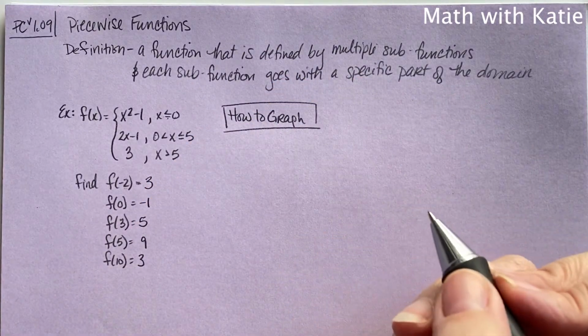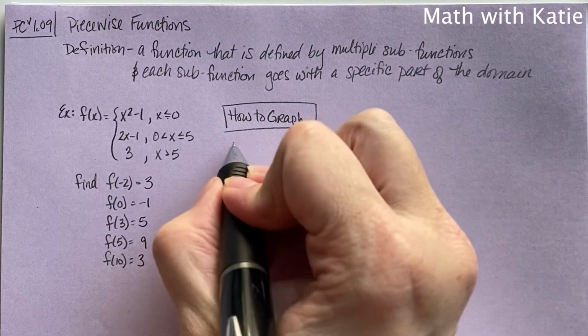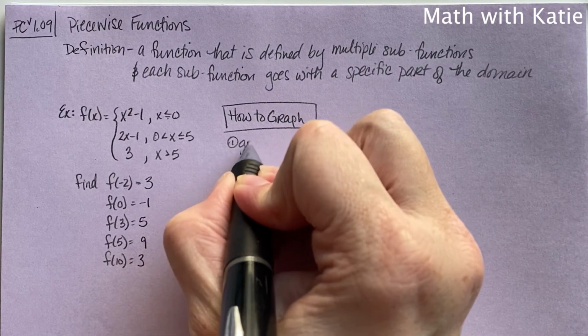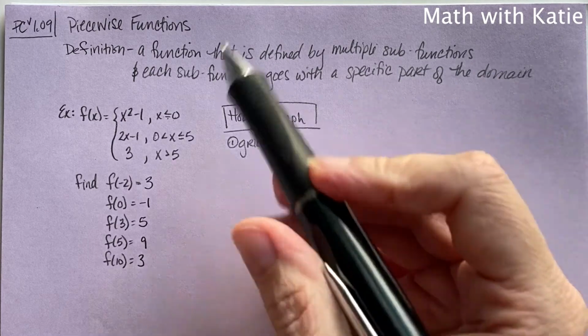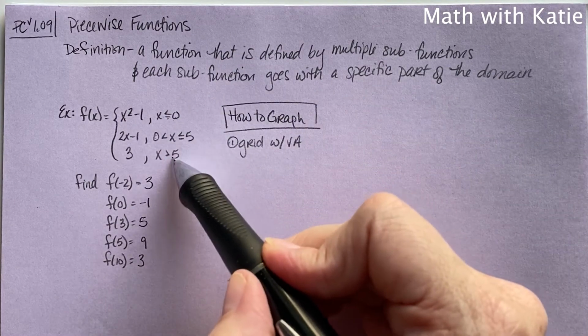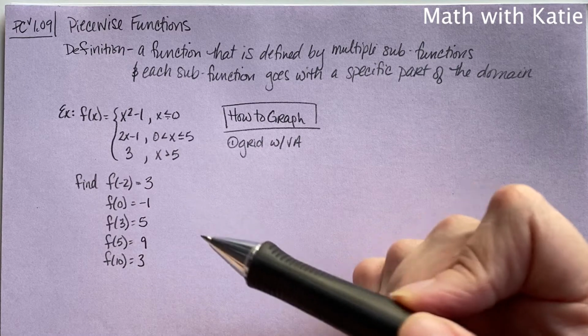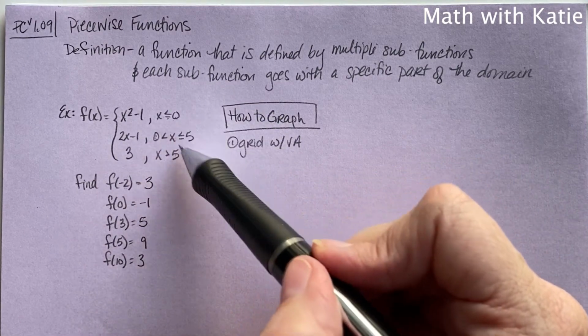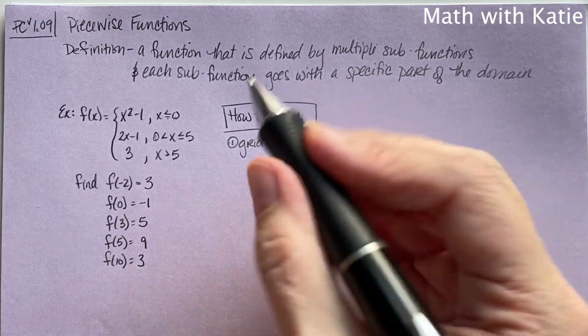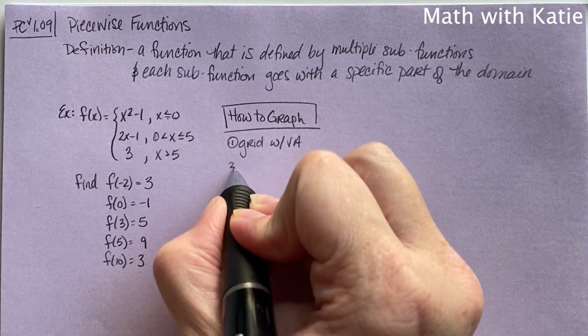Okay, so first you're going to do a grid with vertical asymptotes. Okay, and your vertical asymptotes are going to be these right here. So if we were going to graph this, we would have a vertical asymptote at 0 and 1 at 5. All right. So start with that.